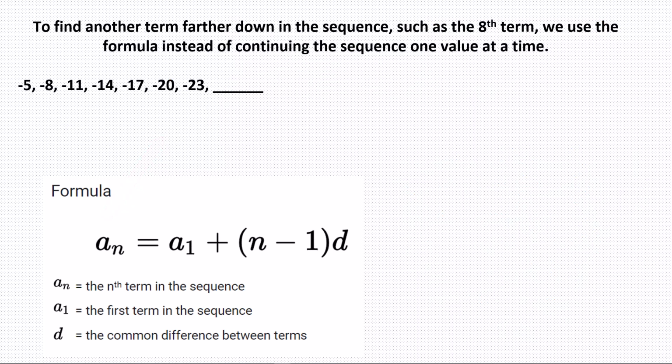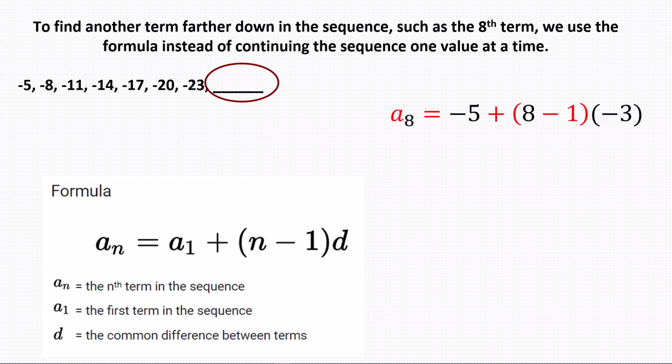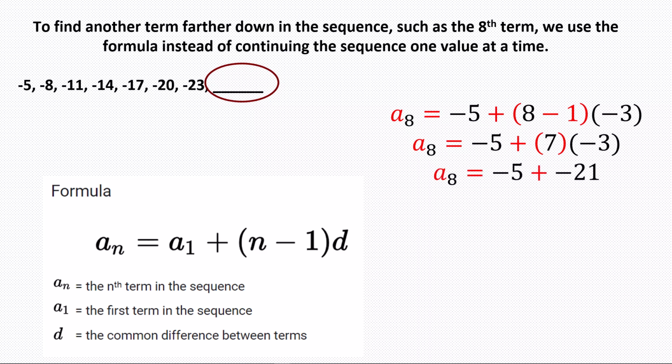To find another term farther down in the sequence, such as the 8th term, we use the formula instead of continuing the sequence one value at a time. A sub 8 equals -5 plus 8 minus 1 times -3. A sub 8 equals -5 plus 7 times -3. 7 times -3 is -21. -5 plus -21 is -26. And so the 8th term in this sequence is -26. Now you can see that pretty obviously by taking -23, subtracting 3, and you get -26. So it proves itself. The formula works.